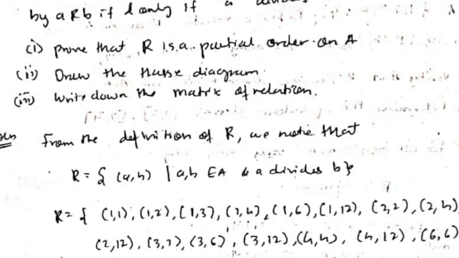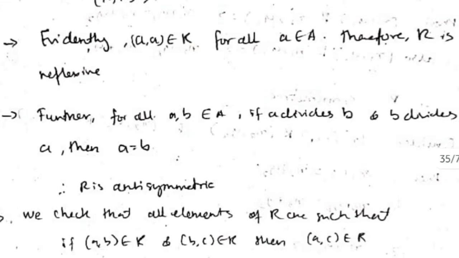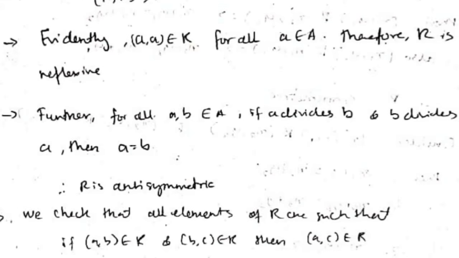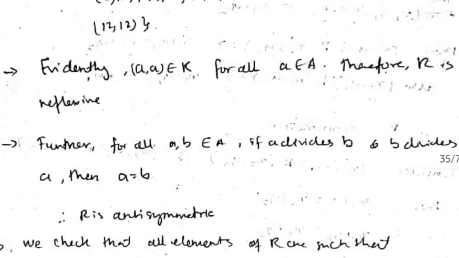In the first question we have to prove that R is a partial order on A. For proving R is a partial order, we have to prove that R is reflexive, antisymmetric and transitive. So R is reflexive since a divides a.